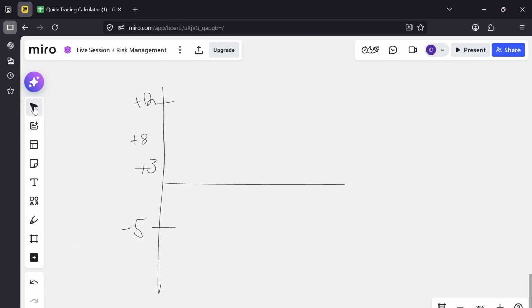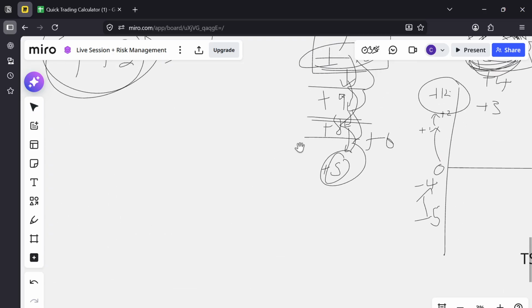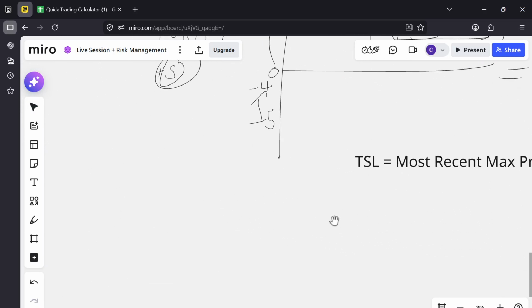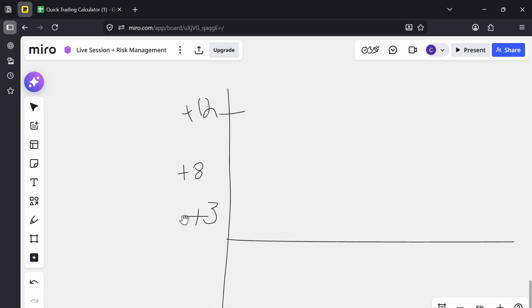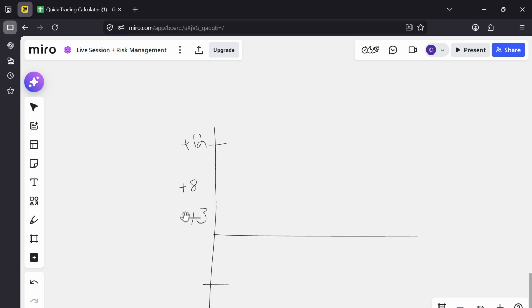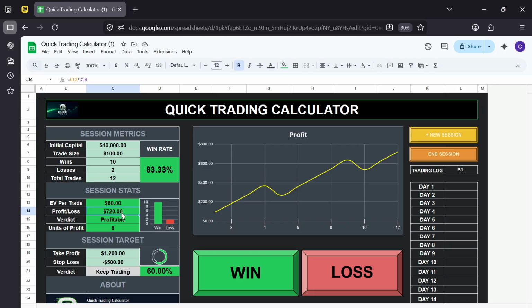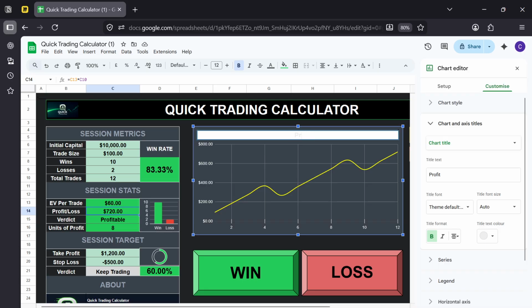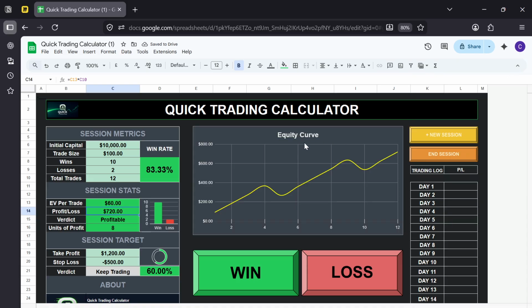Why is that? Well, let me remove this. That's because you take the most recent max profit reached minus 5, which was the +8 minus 5, which will now be +3. Incredible stuff. So now you can see 83% win rate, $720 in profit, 60% of the way there to our take profit. You can see how strong this equity curve is as well, right? This should not actually be called profits. This is more of an equity curve because this is actually your money that you're making. It's not just the profit, it's your equity that you're actually dealing with over here.